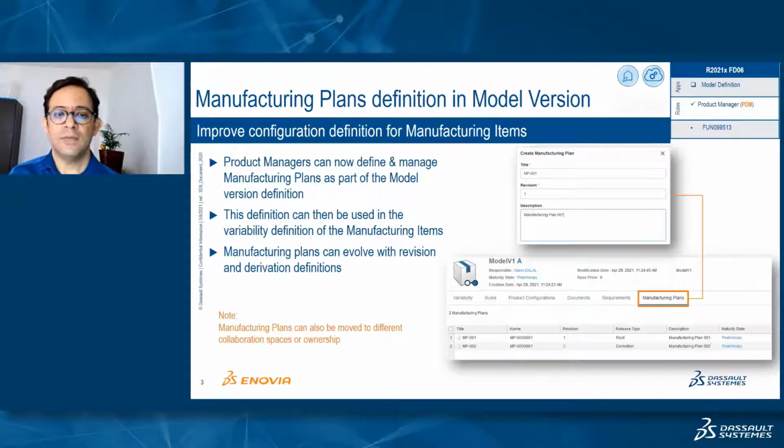So these plans can be evolved through the revision management. They can also have derivations and so on. There is also a possibility to move these manufacturing plans to a different collaborative space or to change their ownership. For example, if we want to make decisions on where my manufacturing definition will be manufactured, in which organization, for example, or through the definition of collaborative spaces.